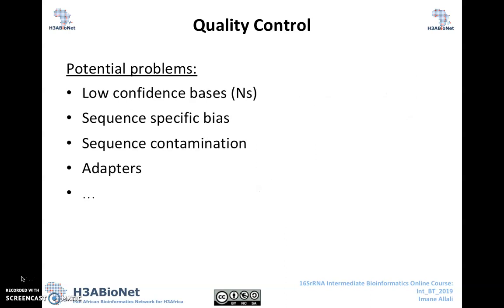The potential problems that can be found in your data are, for instance, low confidence bases. In this case, the sequencing instrument did not know whether it should be an A, T, C, or G base in the location, so it just puts an A instead. Another problem there can be is sequence-specific bias, or there might also be some sequencing contamination or adapters left. Normally, those adapters are usually removed by the sequencing facility.